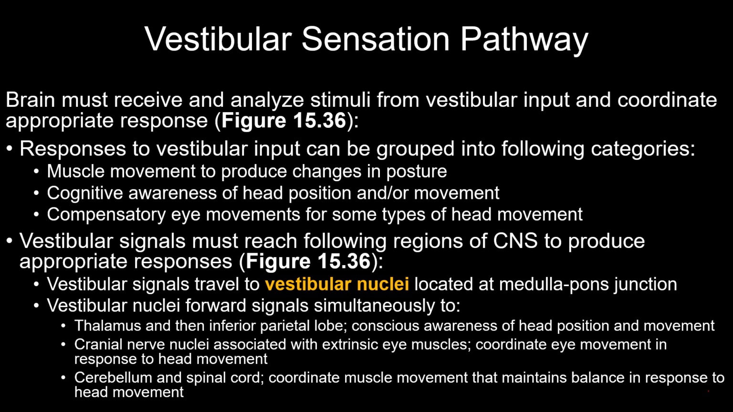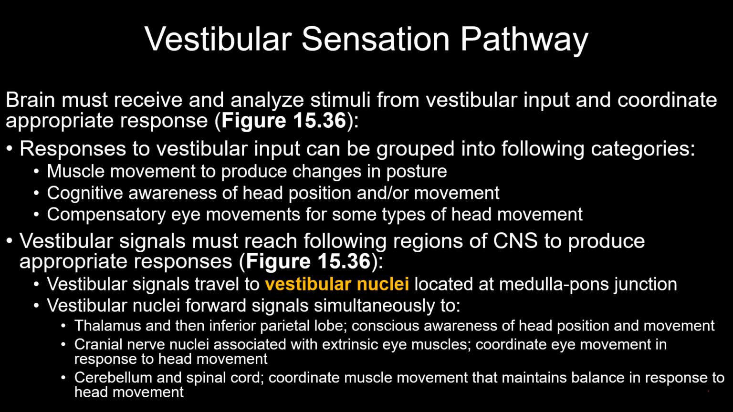And then to produce these responses, the vestibular stimuli need to reach various different regions of the central nervous system. And this is through a very complicated pathway that I'll go ahead and describe. So first, action potentials are created in the vestibular nerve and then transduced down the vestibulocochlear nerve, right? Well, these are going to synapse into the vestibular nuclei located at the pons medulla junction.